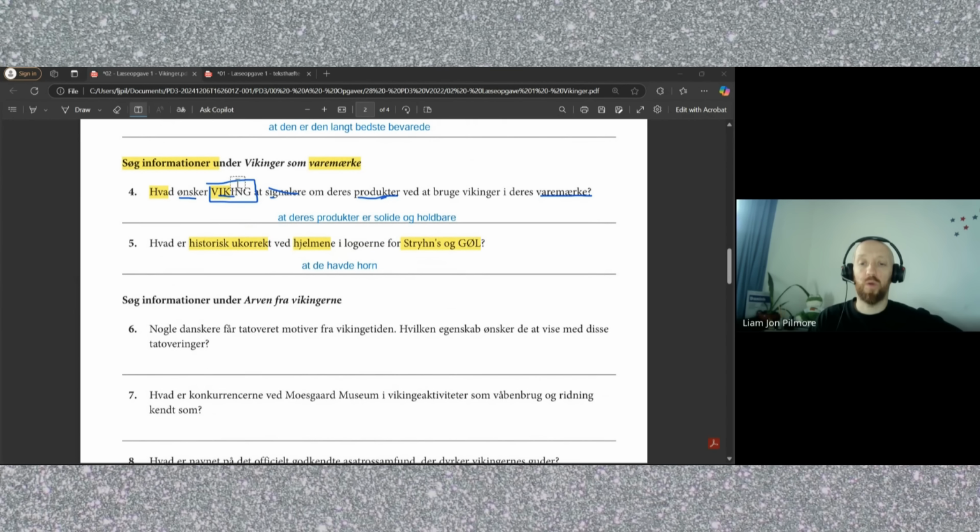Let's say the next section. 7 informationer under arven fra vikingerne. Now it's the inheritance from the Vikings. Nogle danskere får tatoveret motiver fra vikingetiden. Hvilken egenskab ønsker de at vise med disse tatoveringer? Some Danes get tattooed with motifs from the Viking age. What characteristic do they wish to show with these tattoos? Okay. So keyword, egenskab, tatovering, of course. And we need to go to Arven fra vikingerne.